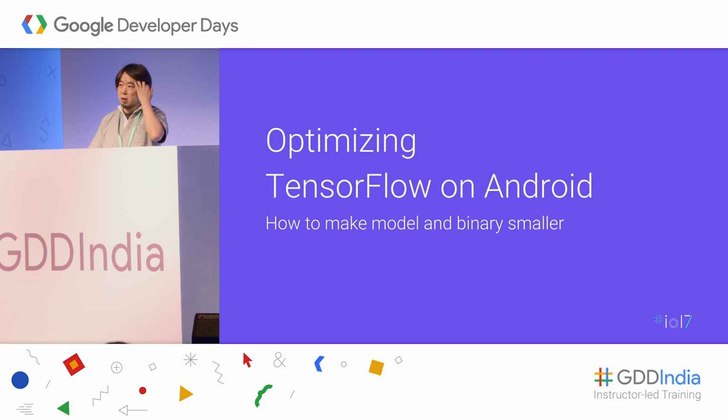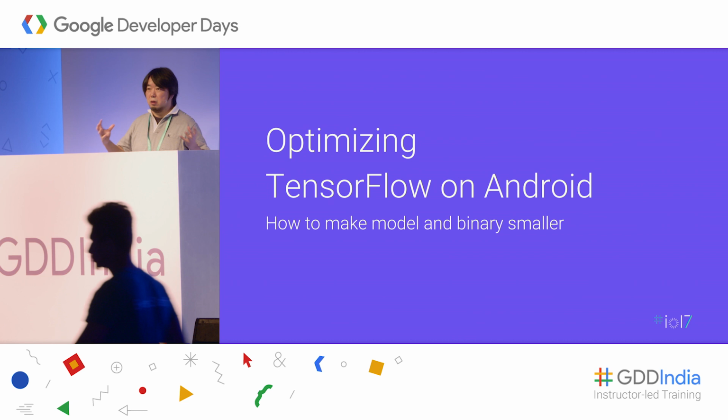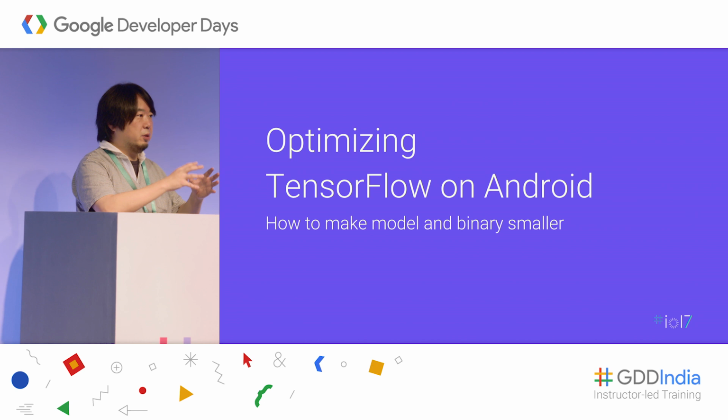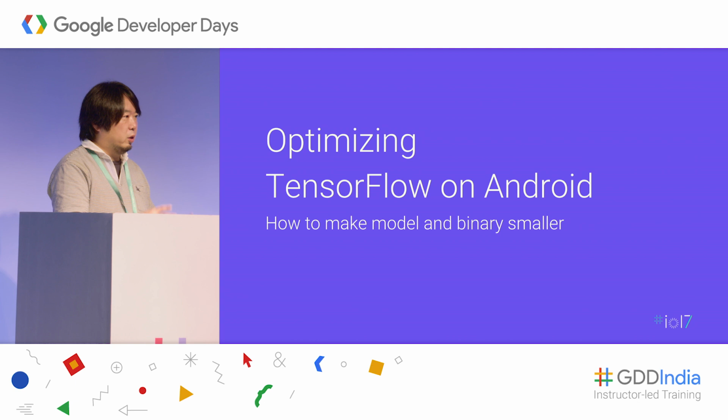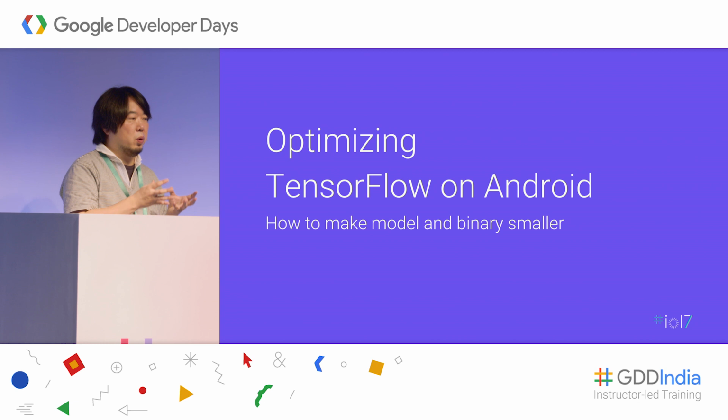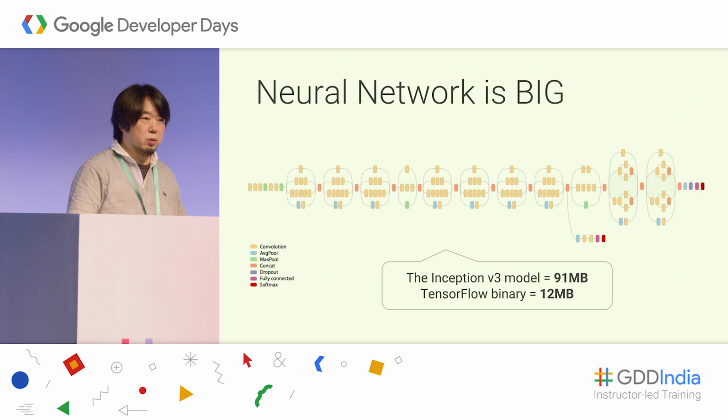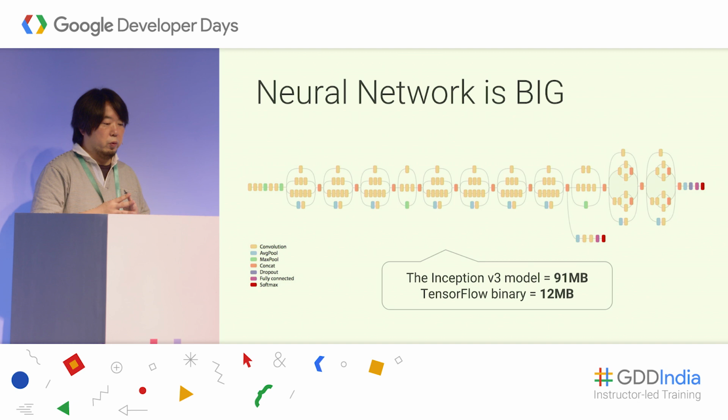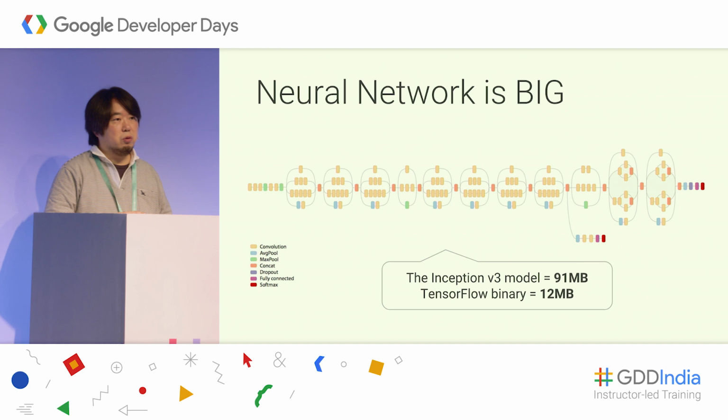So this codelab is all about compressing TensorFlow models, the parameters and weights that make up the neural network model, into smaller binaries, smaller data, so that you can run the TensorFlow model inside Android phones or iOS devices. Because the original neural network model is too big to run on smartphones. For example, the Inception version 3 model, the popular image recognition model designed by Google, has 91 megabytes of data.